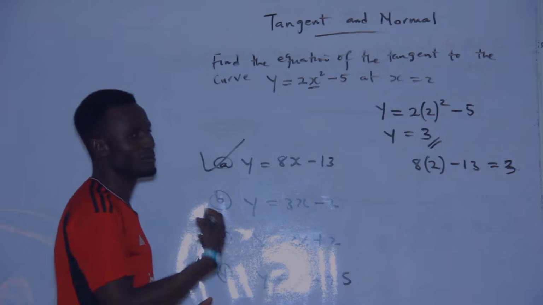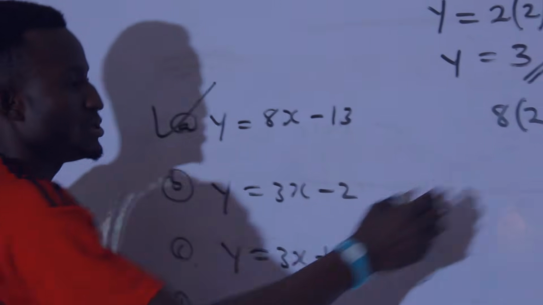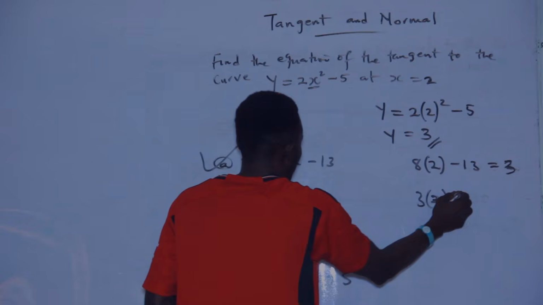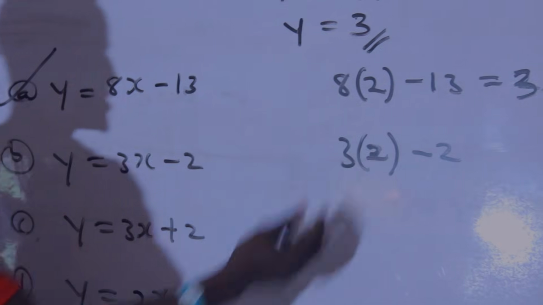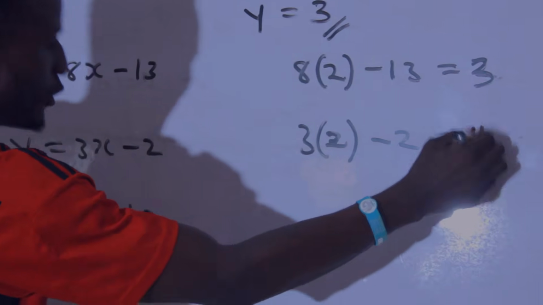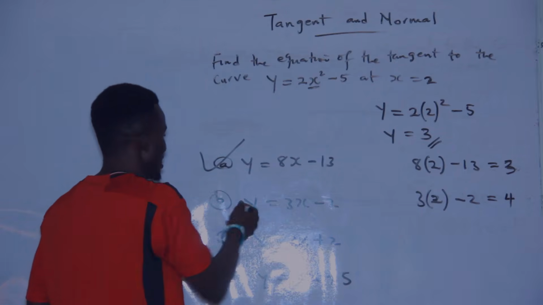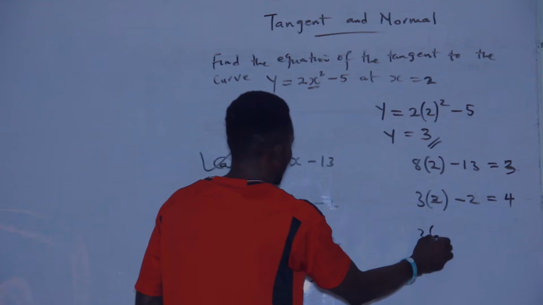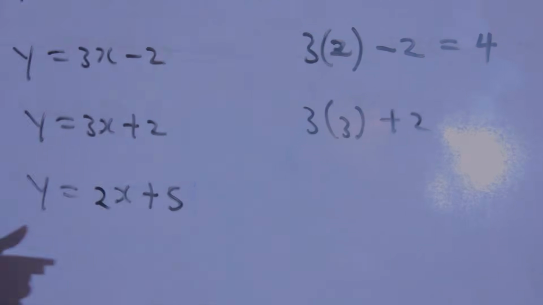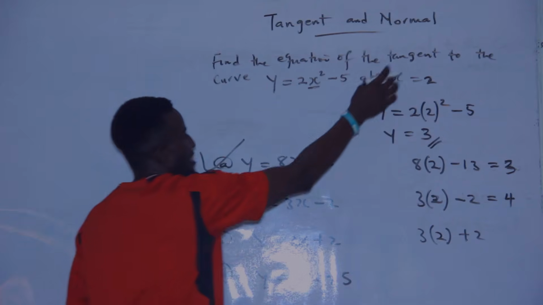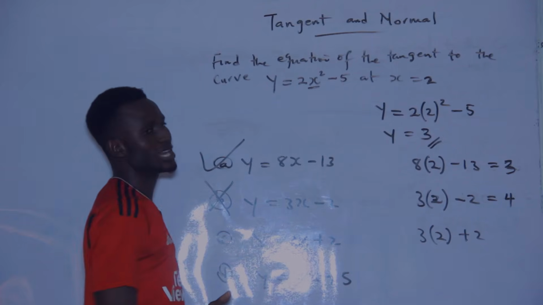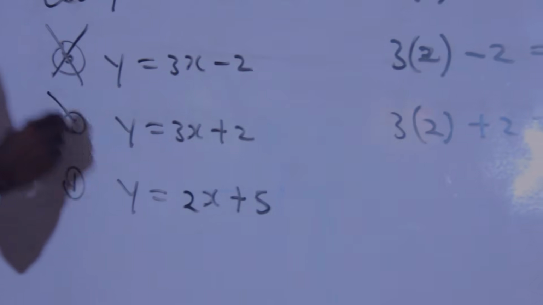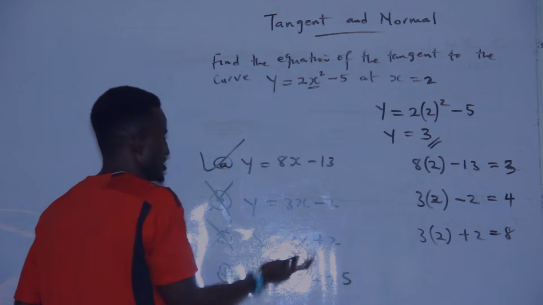But because some people will not believe, let us see the other options. Option B, we have 3 into bracket 2, which is the value of x given to us, minus 2. So 3 times 2 is 6, minus 2. That gives you 4. It's not equal to the value of y we have here, so this is wrong. Option C, we have 3 into bracket 3 plus 2. Don't forget the value of x here: 3 times 2 is 6, plus 2 equals 8. It's not equal to the value of y here, which is 3.